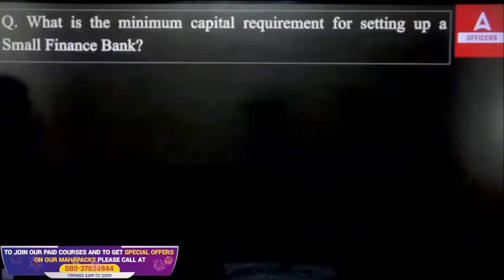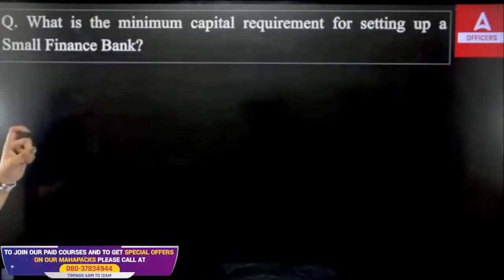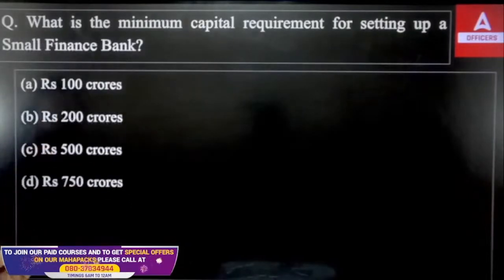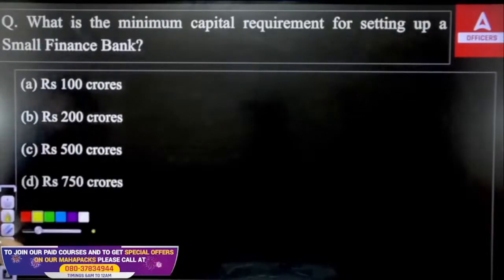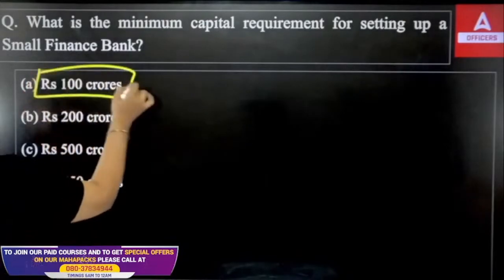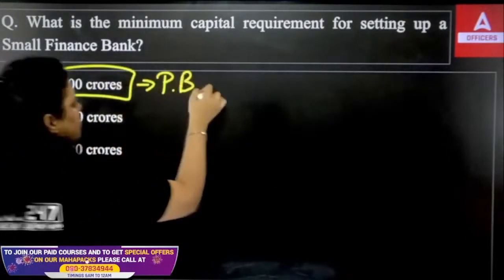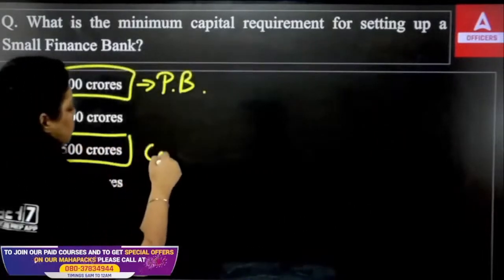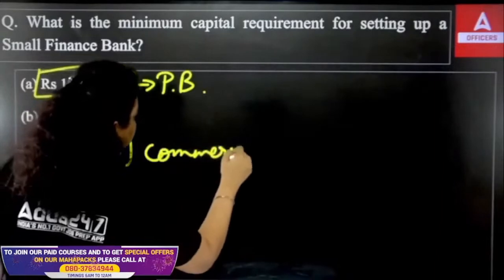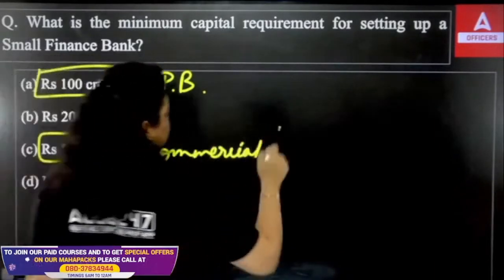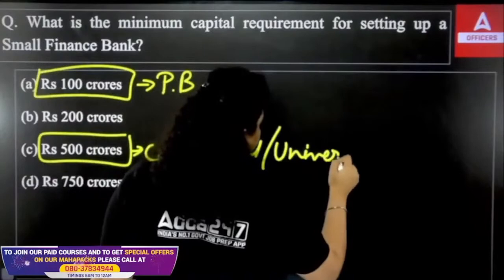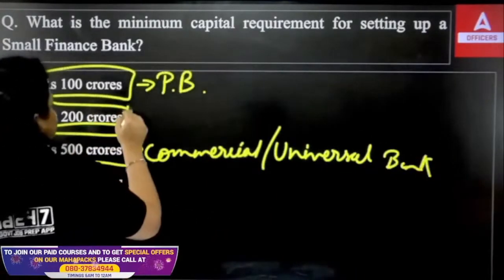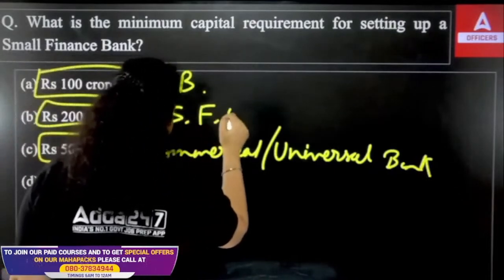Okay, now next is, what is the minimum capital requirement for setting up a small finance bank? If you want to set up a small finance bank, what initial capital is required? I have told you 100 crore is required for the payment banks, right? Now if I talk about 500 crore, this is required for commercial banks or universal banks. And this 200 crore is required for a small finance bank.